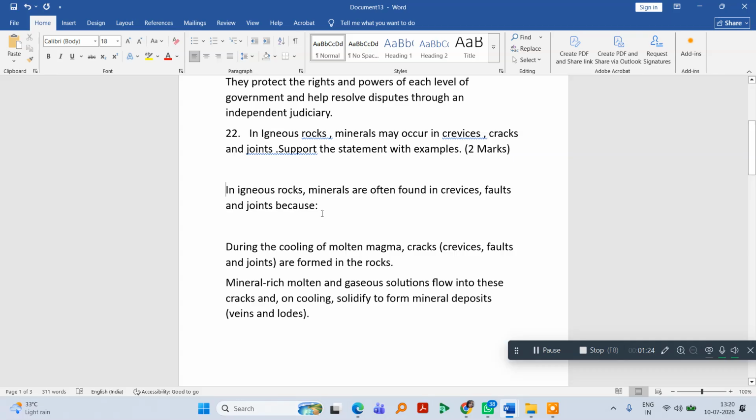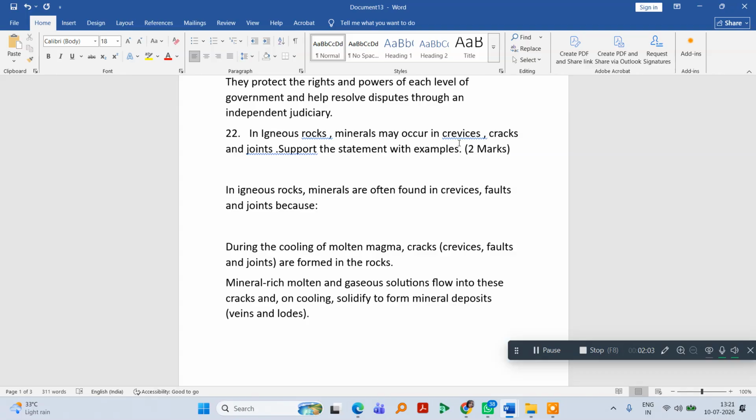In igneous rocks, minerals are usually found in crevices, faults, and joints because during the cooling of molten magma, cracks, crevices, and faults or probably joints are formed in rock. So, during the cooling of magma, cracks are formed in the rocks. Mineral rich molten and gaseous solutions flow in these cracks, and on cooling solidify to form mineral deposits. The answer should be precise, to the point, and up to the mark. So the answer is as follows.